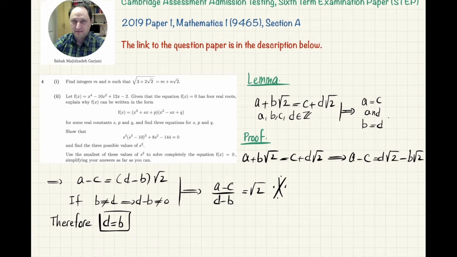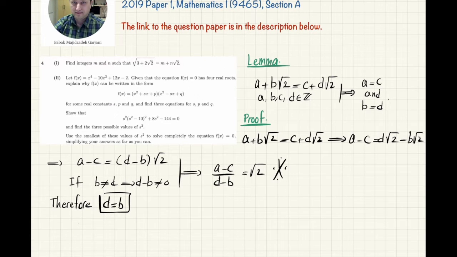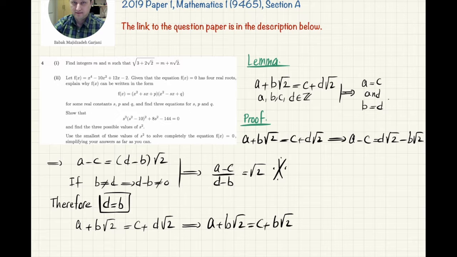But if d is equal to b, then I have a plus b square root of 2 is equal to c plus d square root of 2, and because b and d are equal, on the right hand side, instead of d square root of 2, I can write b square root of 2. And then if I move this term to the right, they will cancel each other, and then I will get a is equal to c.